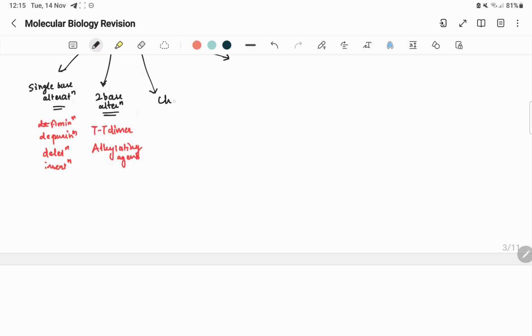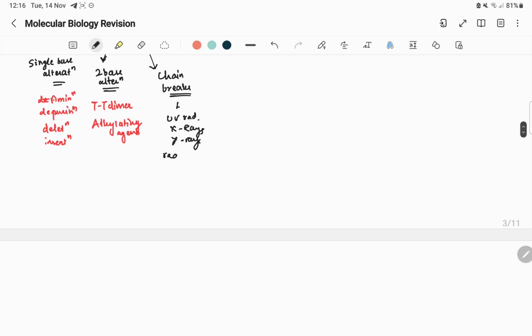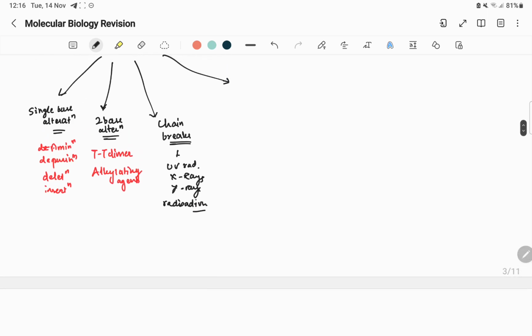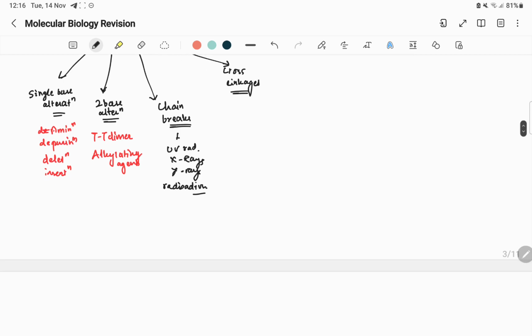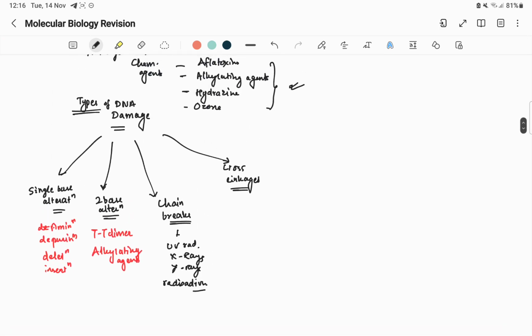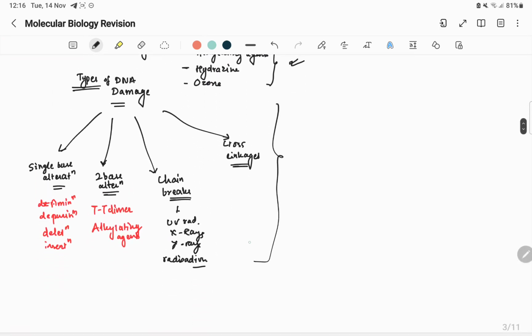Then there will be chain breaks, where the DNA strands are broken at different points. This occurs due to UV radiation, X-rays, gamma rays, radioactive disintegration. Understood? And then you can have cross linkages, which may form between the bases of the same or the opposite strand, or between the DNA and the proteins. So we have to repair this DNA damage, and we have repair mechanisms for this.